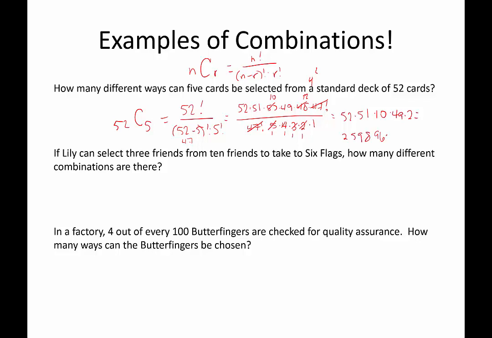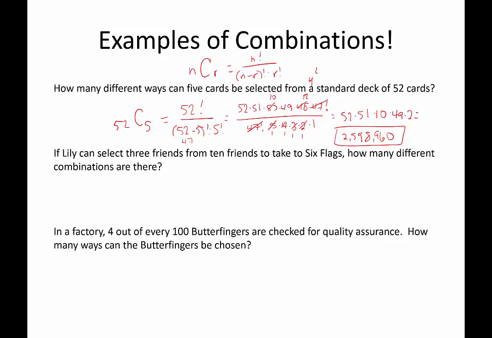2,598,960. So this means when you're playing five card poker, that's how many different hands are possible. 2,598,960 possible hands. So that's why, you know, certain types of hands are worth so much, because they're very unlikely.